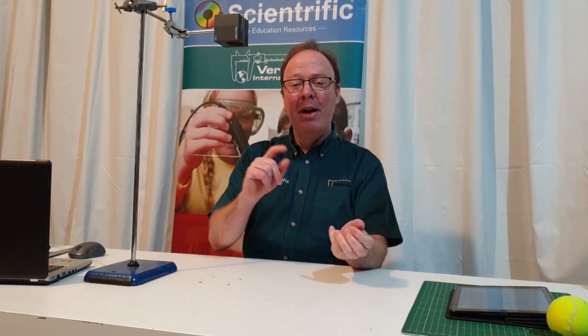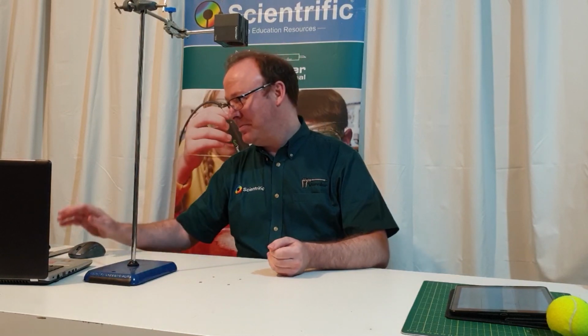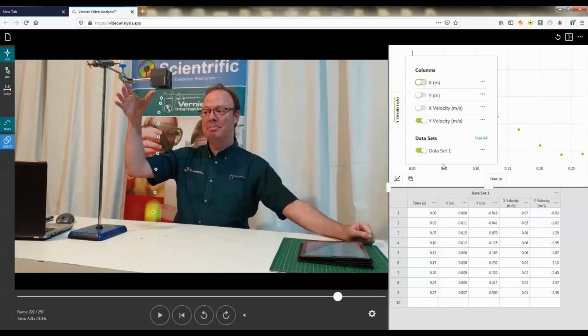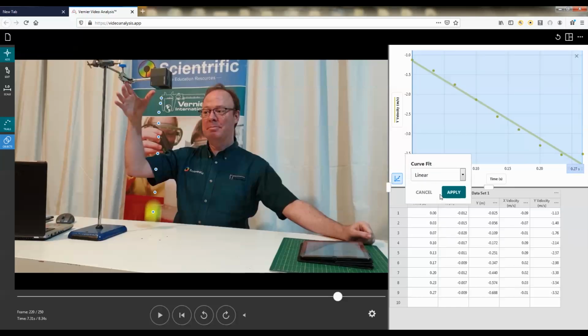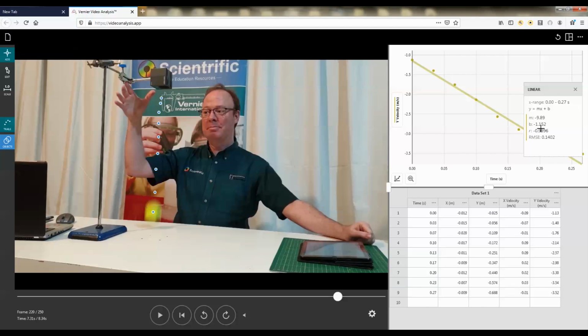I could even use this to find out G, as I mentioned earlier. Now G is worked out by taking a linear curve fit from our velocity graph. So if we look over at the data we just took, you can see here that I have my velocity graph. So I go down to my options, analyze, curve fit, linear, and this m value is gravity, about minus 9.8. That means gravity is about 9.8 meters per second squared in a downwards direction.